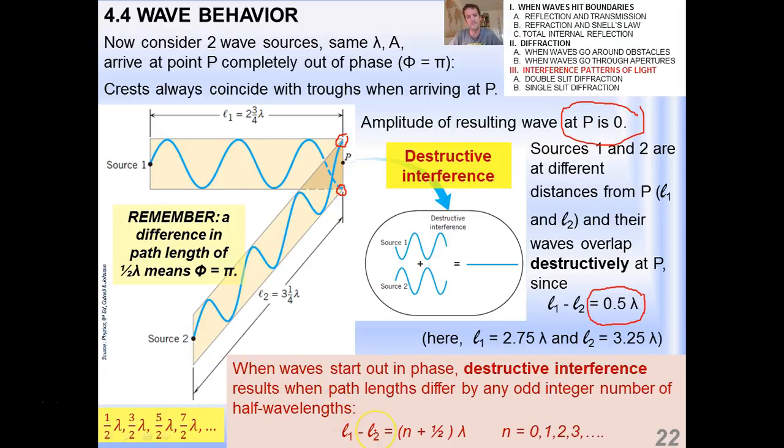So it's L1 minus L2, or again, if you like, the absolute value of (n plus 1/2) times lambda, where again, n can be 0, 1, 2, 3. And remember, a difference in path length of 1/2 a wavelength means that there's a phase difference of pi, okay? Now, what do I mean by any odd integer number of half wavelengths? Well, look, if n equals 0, L1 minus L2 would be 1/2 a wavelength, okay? If n equals 1, it would be 3 times 1/2 a wavelength. 3 is the next odd number. If n equals 2, it would be 5 times 1/2 a wavelength, okay? 5 is the next odd number, and so forth.